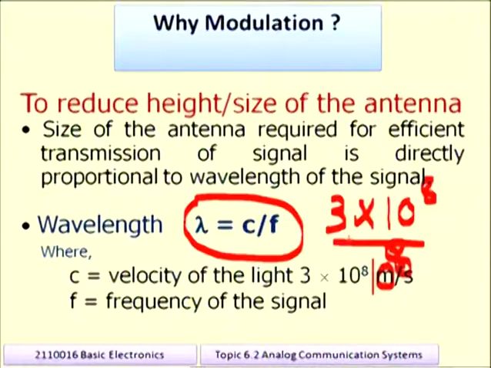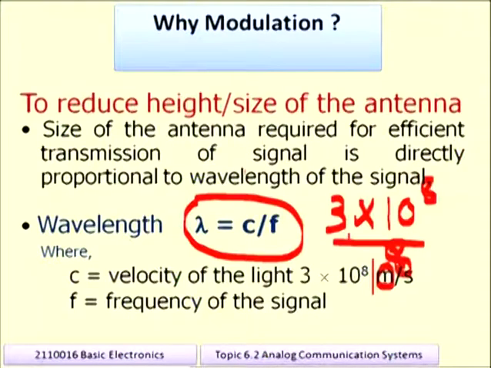So 75 centimeter is physically possible. I can extend this antenna size up to 75 centimeter and I can transmit my signal efficiently. And that is only possible if I do the modulation. Without modulation, I require an antenna size in kilometers, and it is practically not possible to use that antenna.